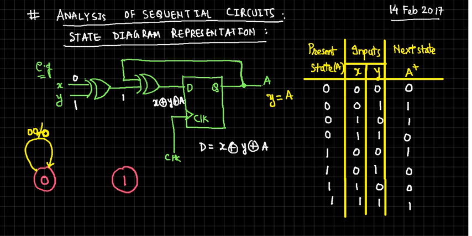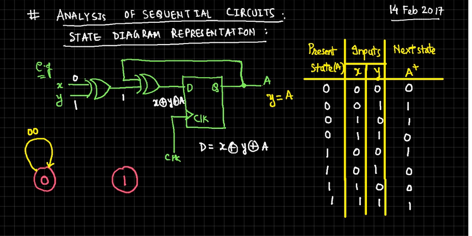So the representation is: there is a circle, inside that I will write the state. I'll draw a line emanating from that circle showing the transition. I'll write the inputs, and a slash followed by an output. That's how the representation would be. Let me complete that.